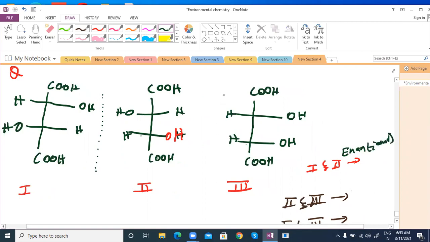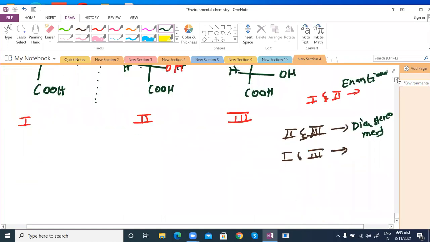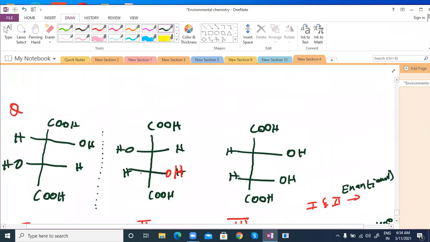And 2 and 3 are non-mirror images, non-superimposable. Non-mirror images that are non-superimposable mean diastereomers. And 1 and 3 is also the same thing: non-mirror images, non-superimposable. You can compare 1 and 3 also. This is one structure and you can compare it with 3. These two are non-superimposable non-mirror images, so these are also diastereomers.